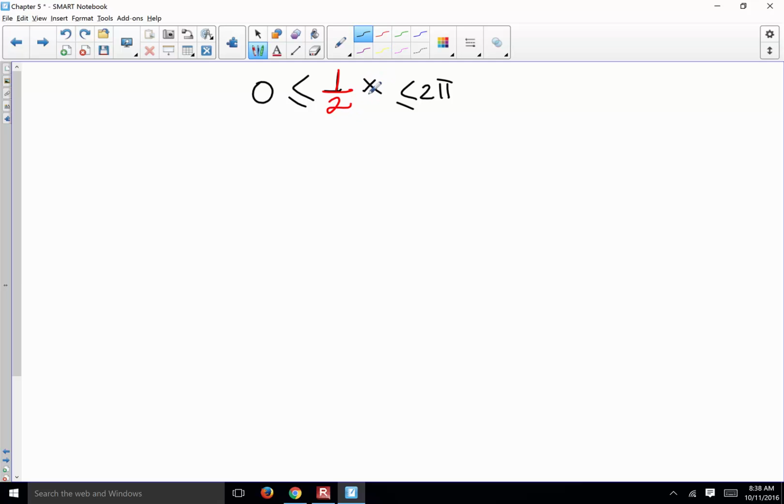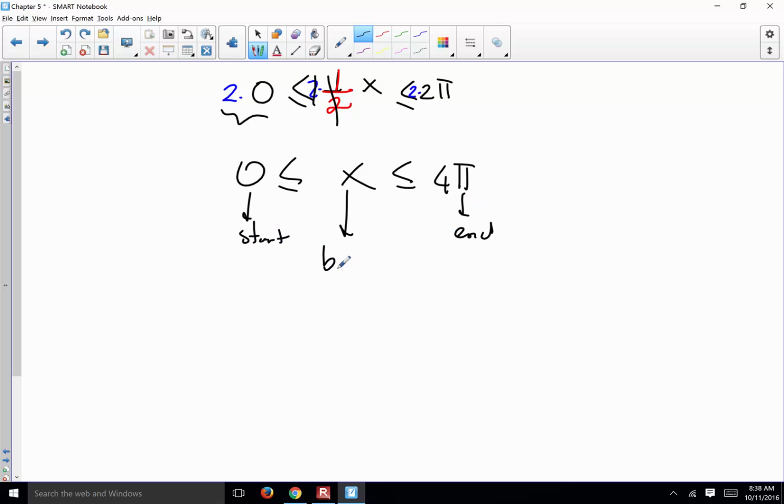x. I need to leave x alone, so I'm multiplying both sides, all three sides, by 2. And we get 0 cancelled, x, 4 pi. That means this is start, this is end. I will make one bump and one cavity within this period only. So it's a lot later now, relaxed, a lot relaxed, right?